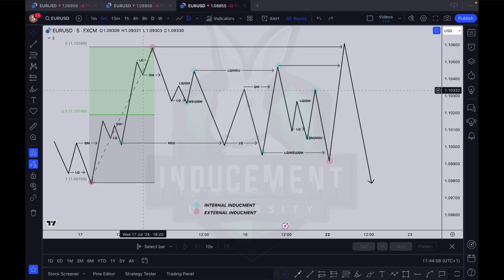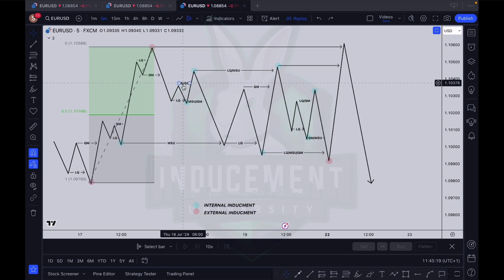Now, we don't get our direction off of these external or internal liquidity points, but we use them for liquidity. So it's always good to know whether price should be reversing from here or if it might need to go down a little bit more. We'll get on to how we determine direction in a later video.